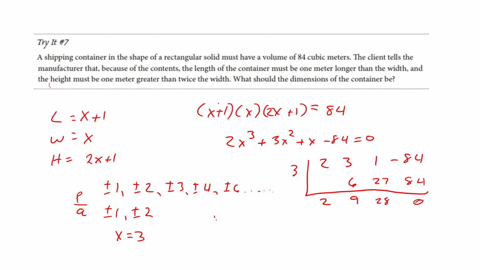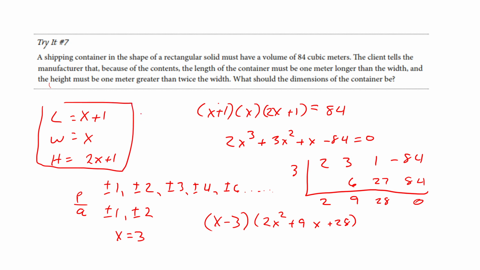So I know so far I've got x minus 3 times 2x squared plus 9x plus 28. That's factored. But the important part for this problem is that 3 is a solution. So I would go back to my dictionary here. If I put in 3, then the length must be 4. Width is 3, and then this is 2 times 3 plus 1, I get 6, I get 7.